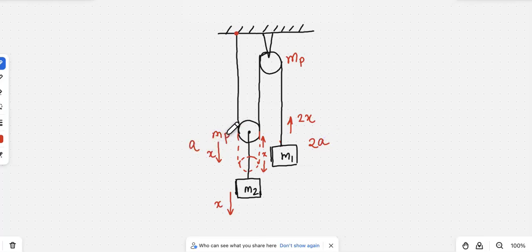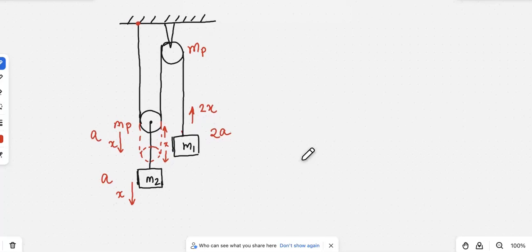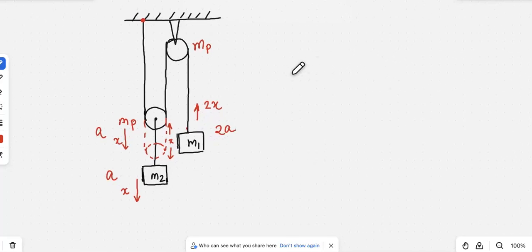And note that the acceleration of mp will be the same as m2, which is a, because both are moving by the same amount. Now let's draw the free body diagram of masses m1, m2 and mp. First we will talk about m1 mass. So let me draw m1 mass here.